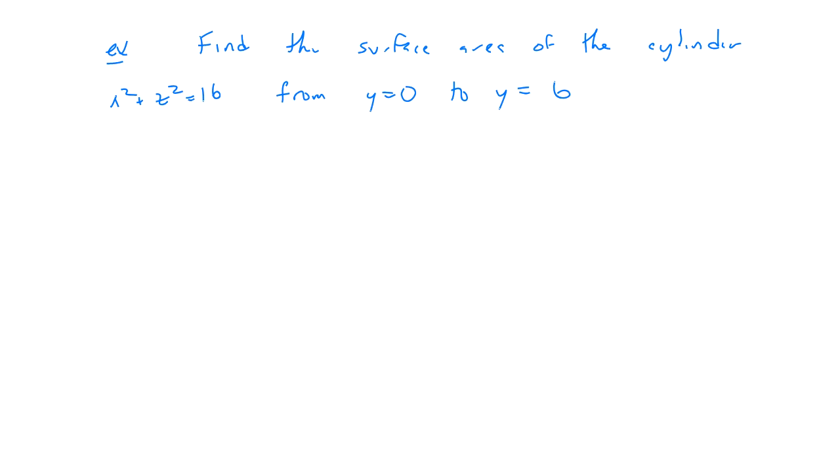So since it's a circle, what type of coordinate system am I going to use? Which will tell me what the parameterization is. Polar. So for example, I could do x is equal to r cosine theta. In particular, though, r here is 4. Y, there's no restrictions, so I'm just going to let y be y as it is. And then z is equal to 4 sine theta. So this is our parameterization.